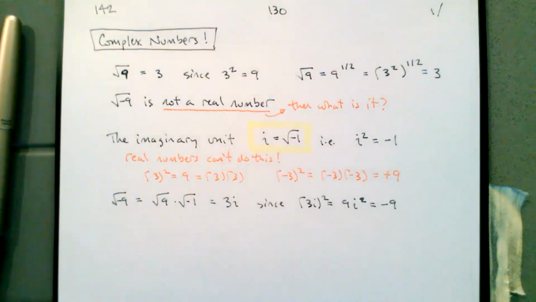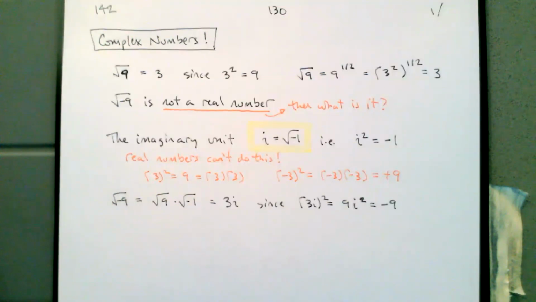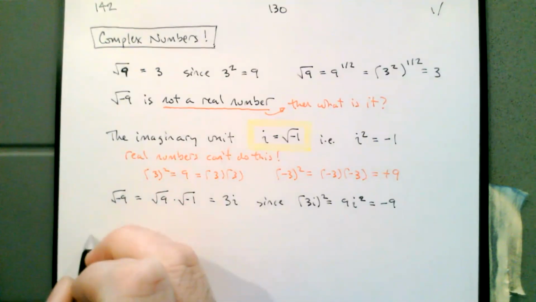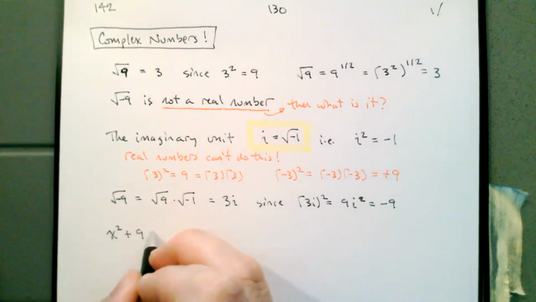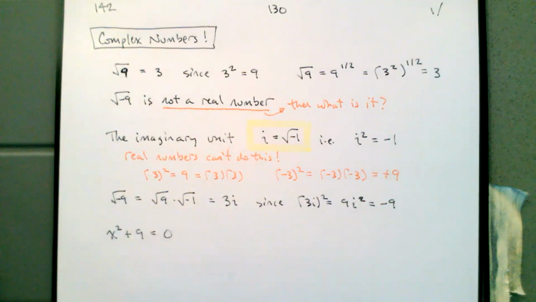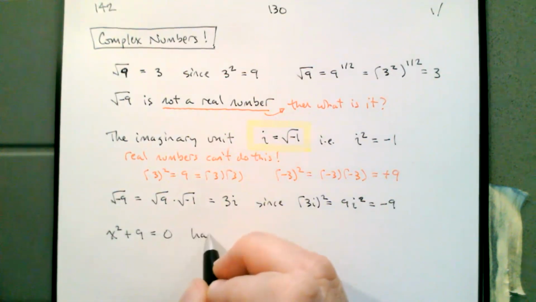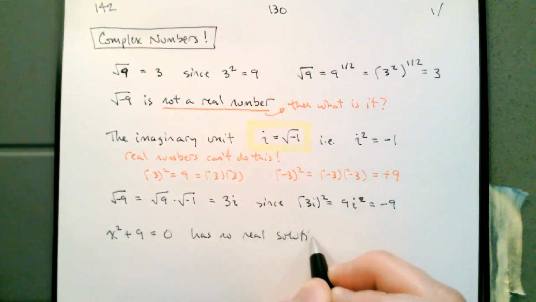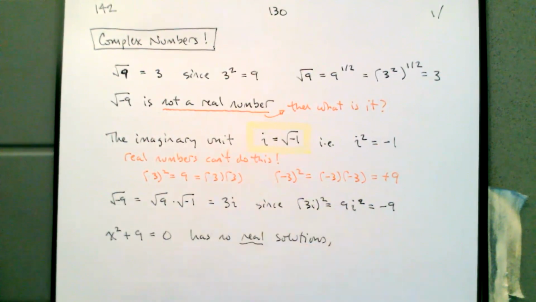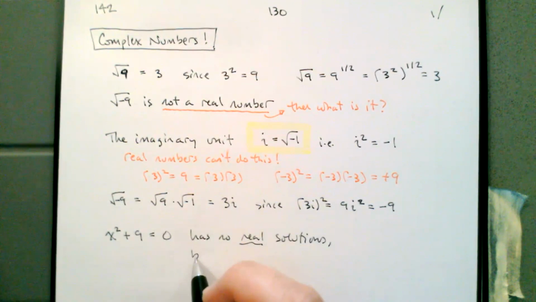So we invented this number called i, and it's going to be the square root of -1. And it's going to help us solve some equations that we couldn't solve before. So for example, if we have the equation x squared plus 9 equals 0, we know this equation has no real solutions. But we do have 2 complex solutions.